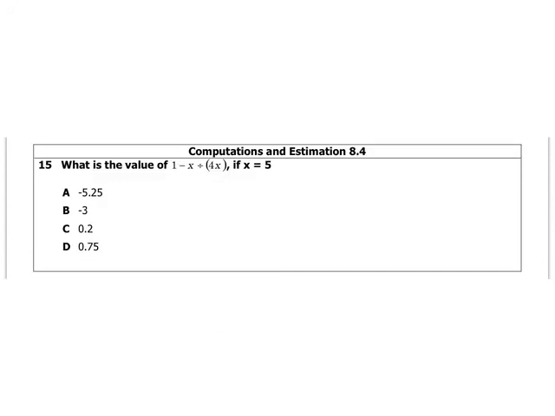Last one, another plug-it-in question. 1 minus x, which is 5, divided by 4 times x, which is 5. So this is 5 divided by 20, and it's 1 minus that.